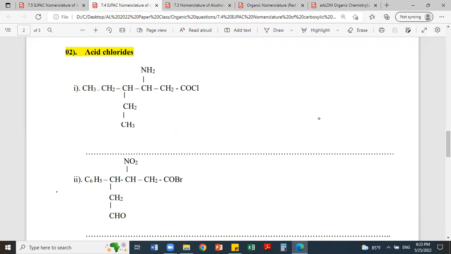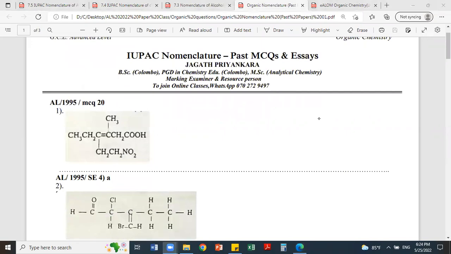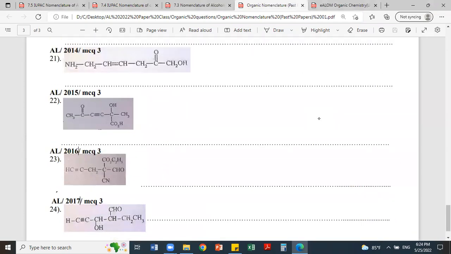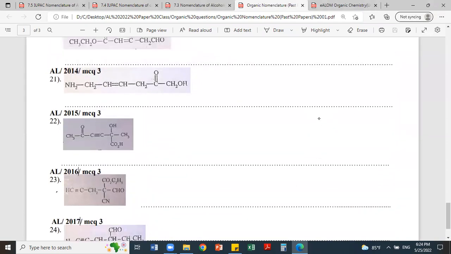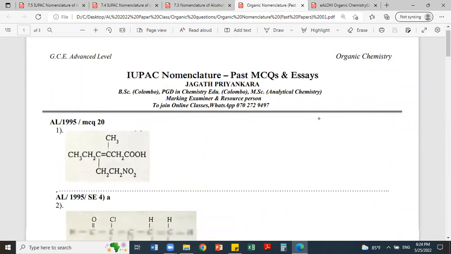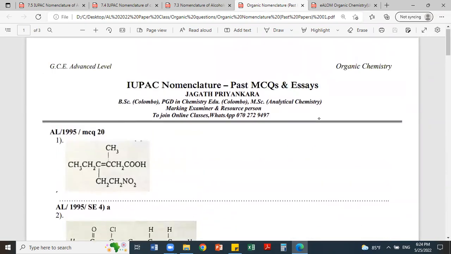But in the exam, the A-level past papers, I have shared that also with you. You can try this at home now. Can you see the screen? From 1995 A-level until 2017, I have given the last 22 years of papers. I mean IUPAC names of organic compounds. Every year you get a question from this, so you can try them at home now, right? Because you learn the techniques now. Have you got a printout of this?